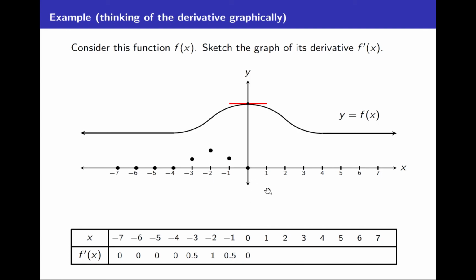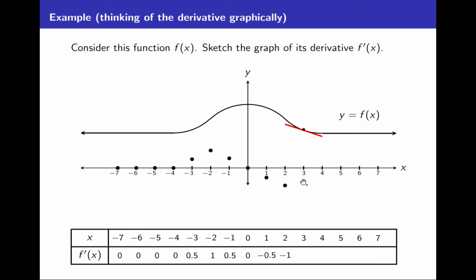And then continue to x equals 1. Now the tangent line has negative slope. And it looks like, estimating here, rise over run is -1/2. So f prime of 1 is -0.5. We're going to plot that point 1, -0.5. Move on to x equals 2. Looks like the tangent line has slope maybe -1. So f prime of 2 would be -1. And we'll plot 2, -1.